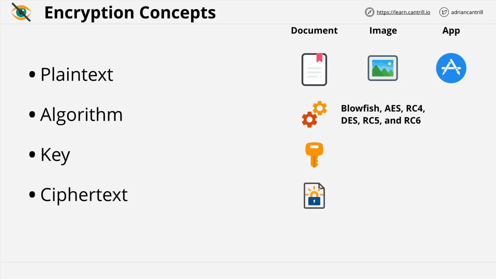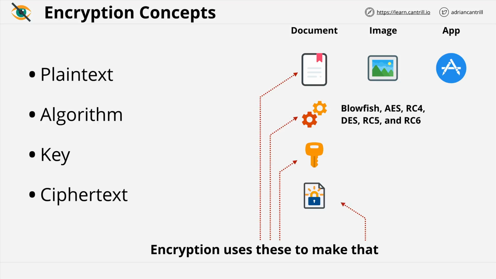Now, just like plain text, ciphertext isn't always text data. Ciphertext is just encrypted data. So the relationship between all these things is that encryption takes plain text, uses an algorithm and a key, and uses those things to create ciphertext. Decryption is just the reverse. It takes ciphertext, it takes a key, and it generates plain text.